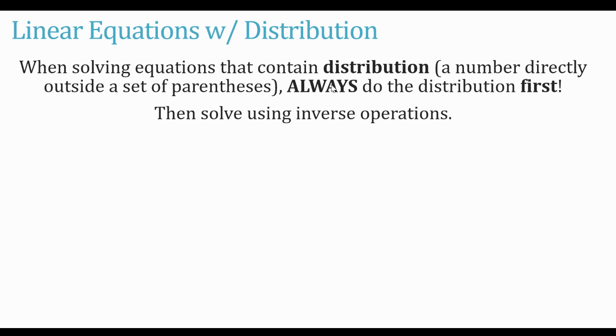So we're always going to do that distribution. And remember, distribution is just multiplying to whatever's inside the parentheses. So let's look at an example here. We have 5 times y plus 3 equals 30. So what we're going to do is I always like to circle the number right outside the parentheses, and that's the number that we're going to be distributing. So we're going to multiply that to y, and we're going to multiply that to a positive 3.